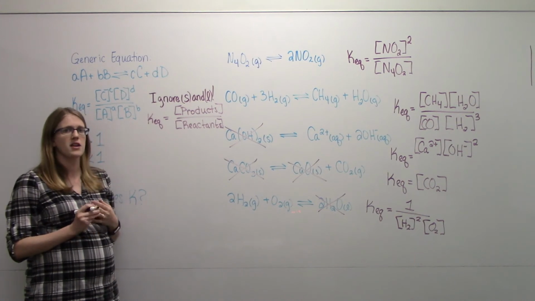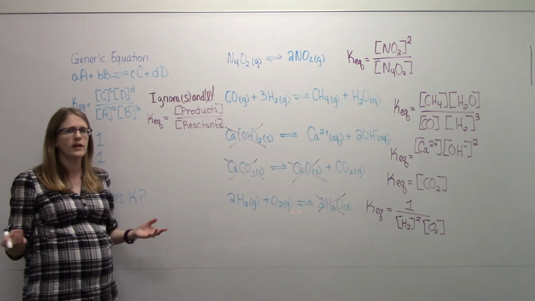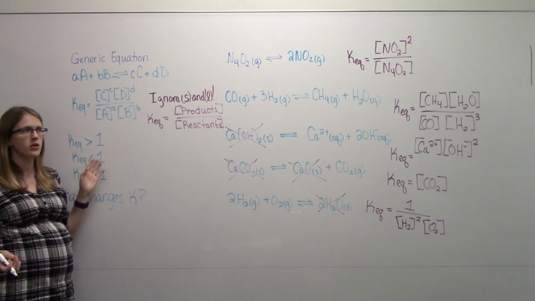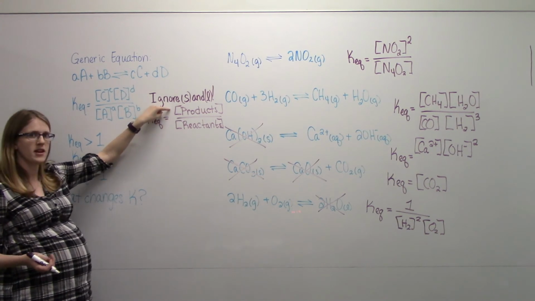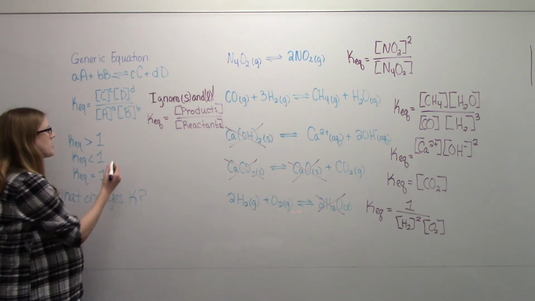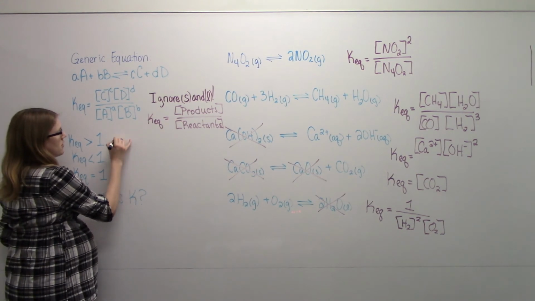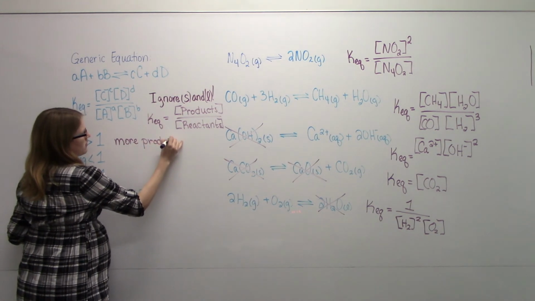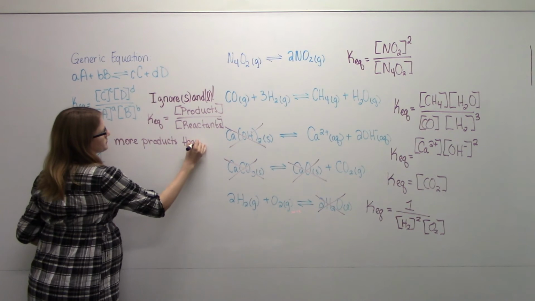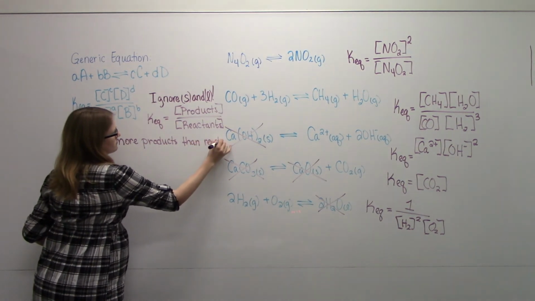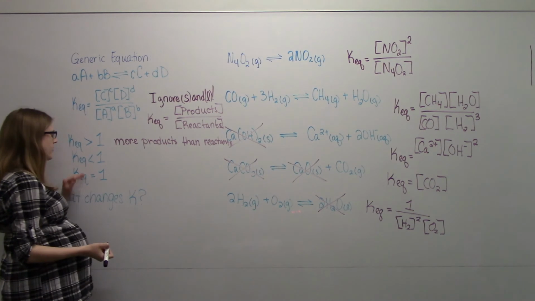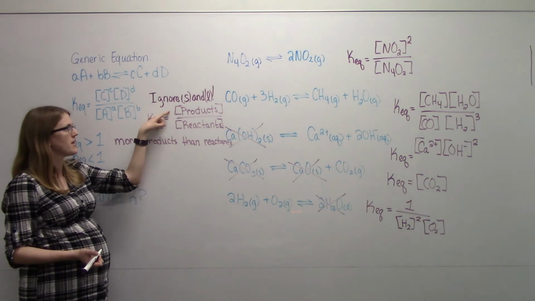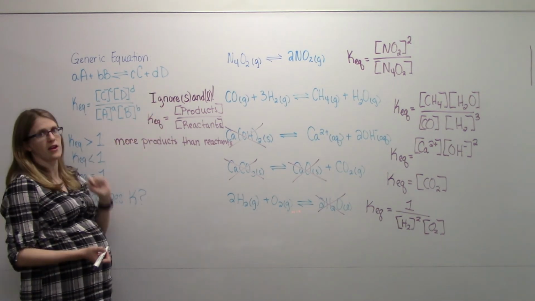So if I gave you a KEQ value, you would need to tell me what is going on. If the KEQ is larger than 1, bigger than 1, that means that the top is bigger than the bottom. That means that there are more products than reactants. If KEQ is less than 1, that means that there's more reactants than products. That means that the reverse reaction is favored.